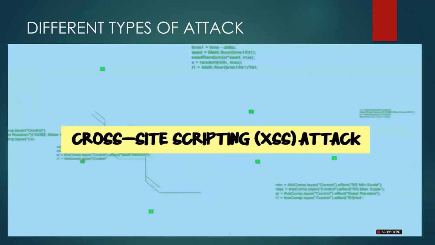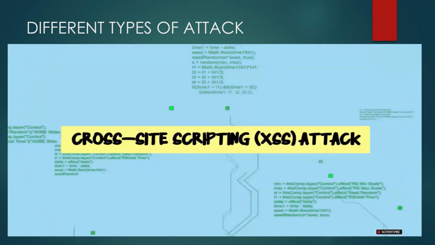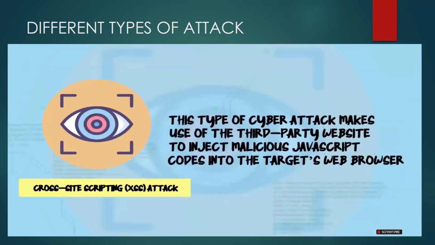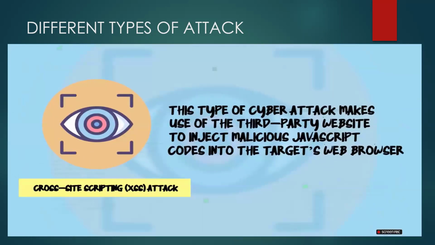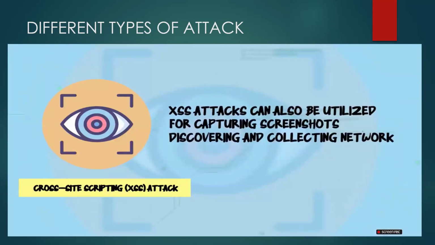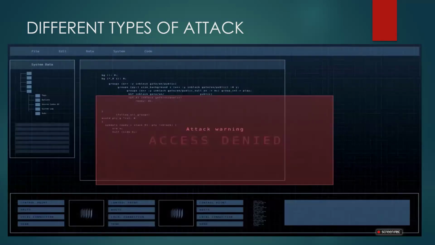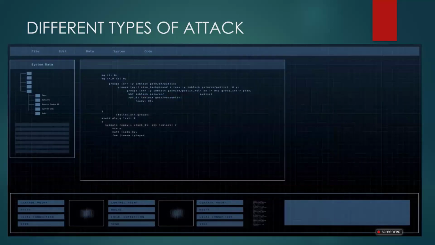At number 8, we have cross-site scripting or XSS attack. This type of cyber attack makes use of a third-party website to inject malicious JavaScript codes into the target's web browser. XSS attacks can also be utilized for capturing screenshots, discovering and collecting network information, and gaining remote access and control over the victim's computer network.